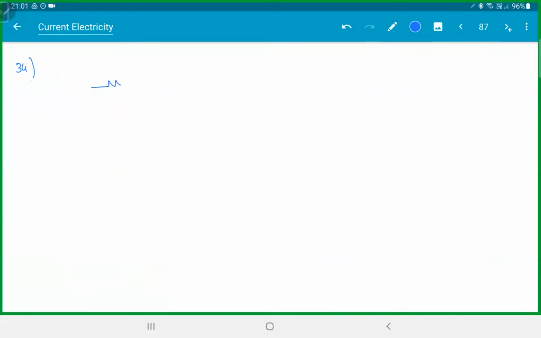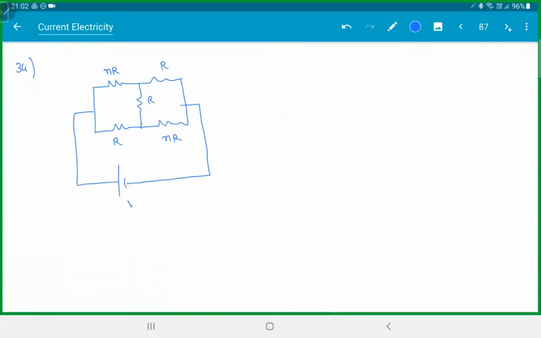So let's say we have a resistor network. Let's say this is NR, this is R, this is R, this is R, and this is NR. Find R equivalent. I can keep N's value as anything I want. N is a constant, so I can keep 2R, 3R, anything. Find the equivalent resistance of this. Let's do one question on this and then we'll go ahead with the normal stuff.